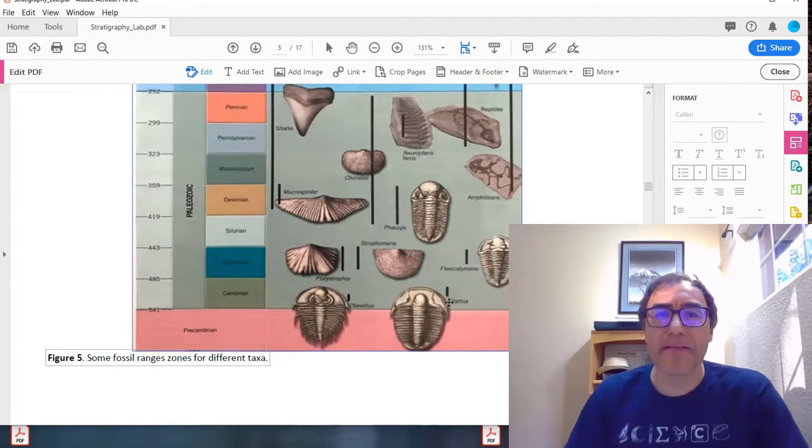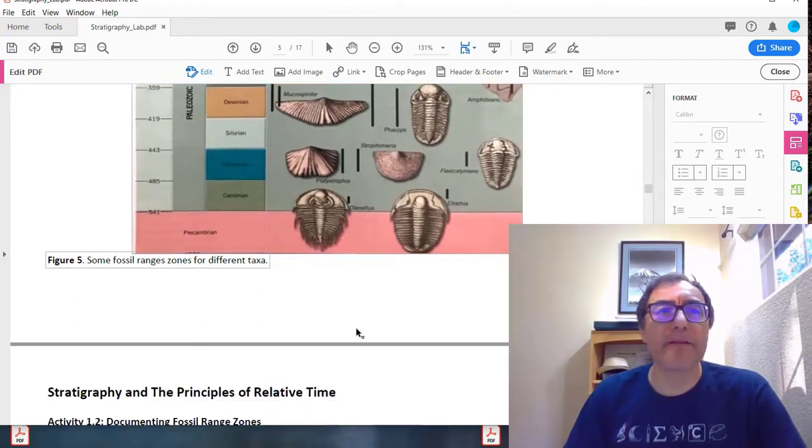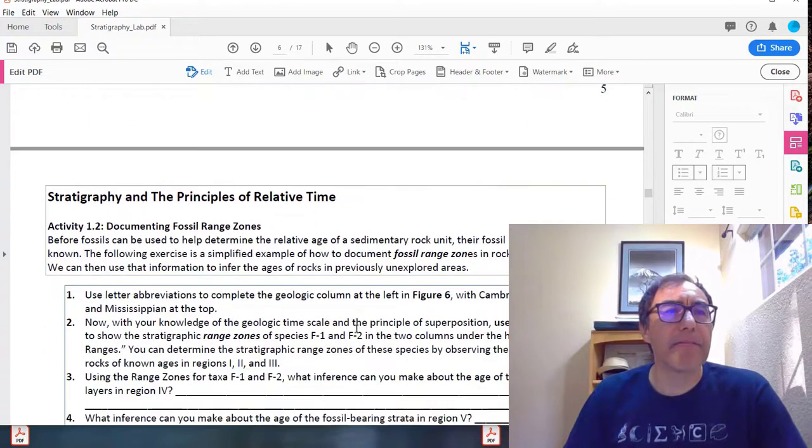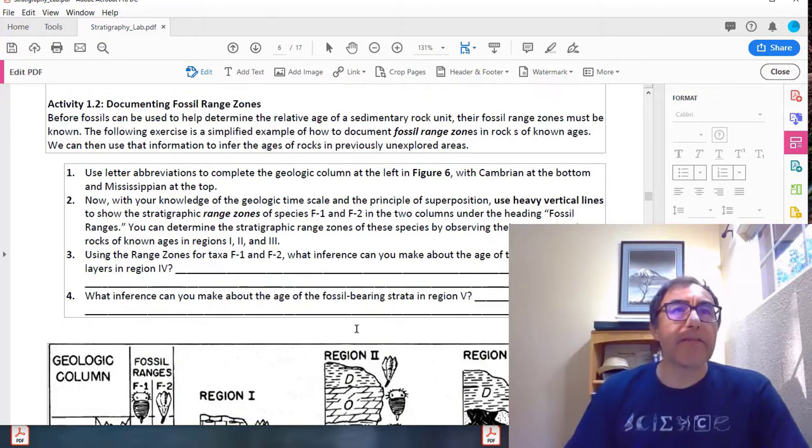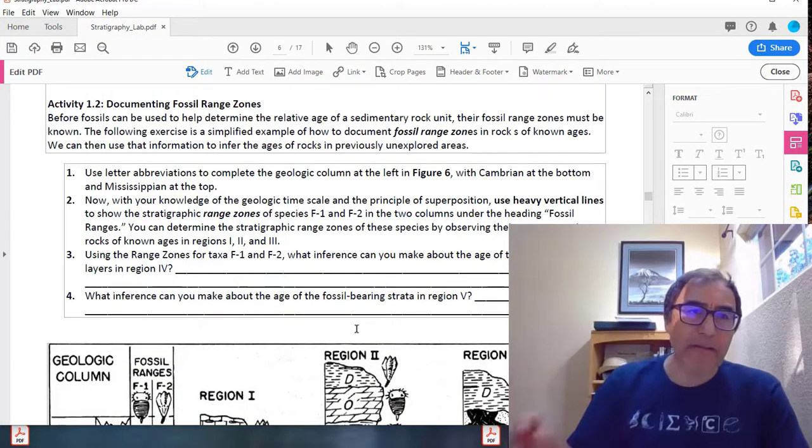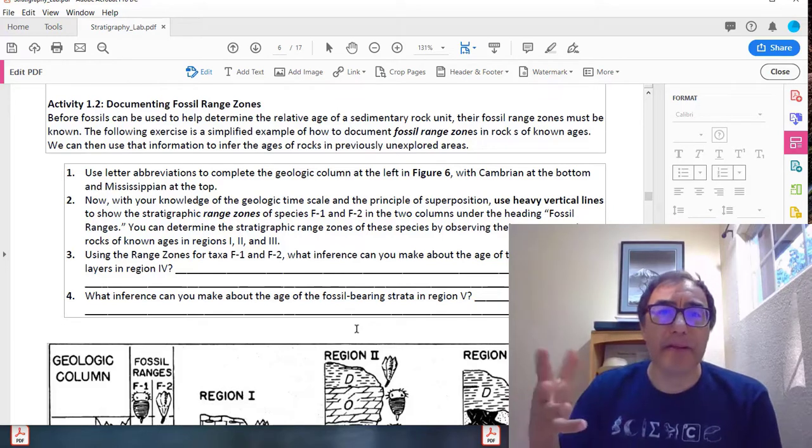And so here's Oleanellus and Elrathia. And I think I talk about Phacops and Oleanellus, so read about what I discuss here for figure 5 there. And now for activity 1.2. All that was just background information that we need to understand before we can actually start addressing some of these problems.